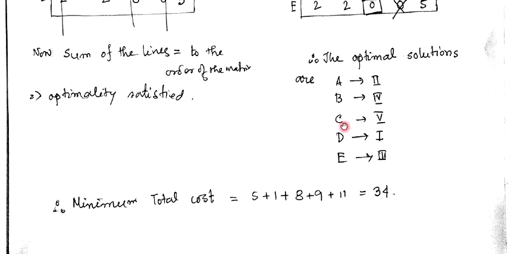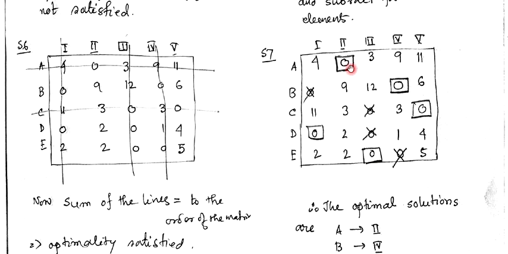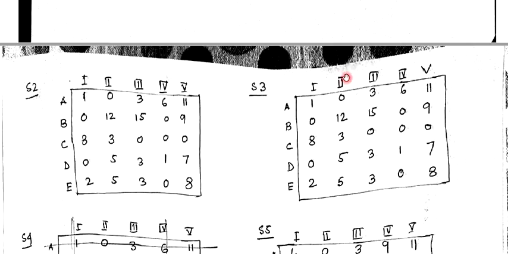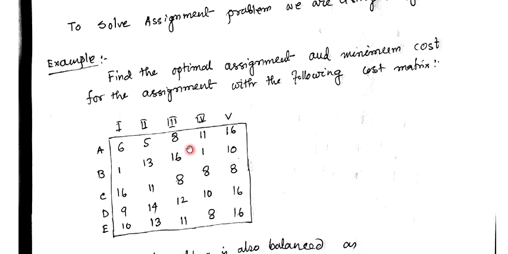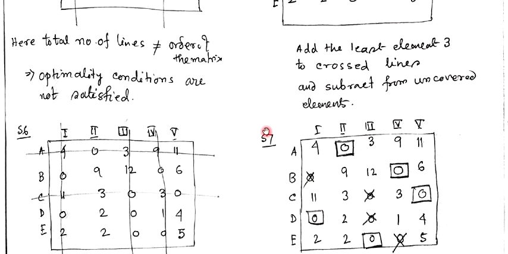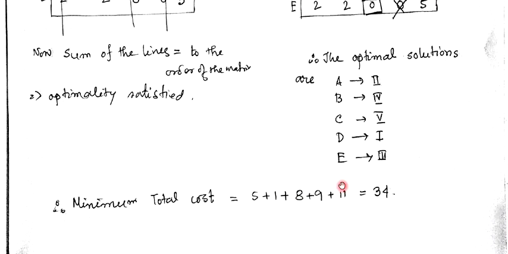After finding the optimal assignment, we have to find the minimum cost. We just put the original cost against the assigned positions. For this one the original value is 5, then 1, and so on. So we add all the assigned jobs' costs, and that is my total minimum cost.